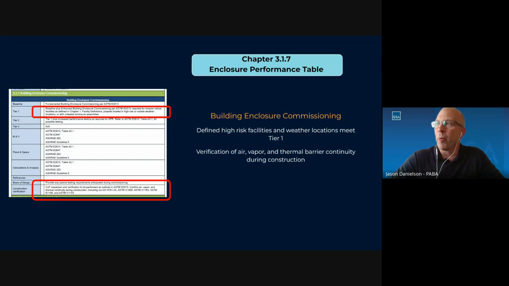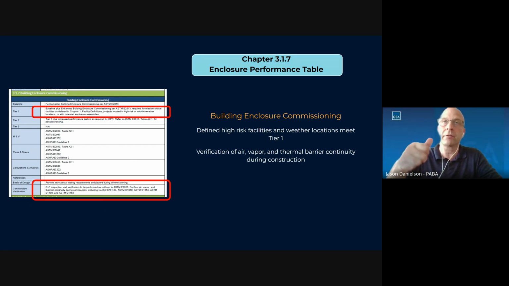So chapter 3.1.7, this is the building enclosure commissioning. And we talk about defining the high-risk facilities and the weather locations again to meet Tier 1, and verification of the air, vapor, and thermal barrier continuity during construction. This one will come up again in the narrative, but this is something we found on a couple of different projects now, best practice.